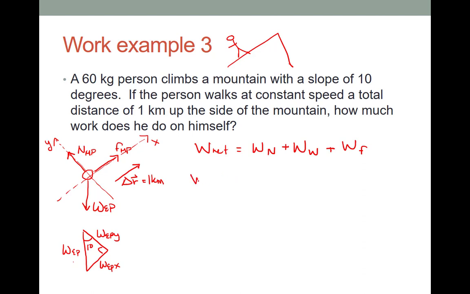If I consider the work due to the normal force, that would be the normal force from the mountain on the person, times the displacement, times the cosine of the angle between the two. But by definition, the normal force is perpendicular to the surface, so this becomes the cosine of 90, and the cosine of 90 goes to 0. So that force does no work.